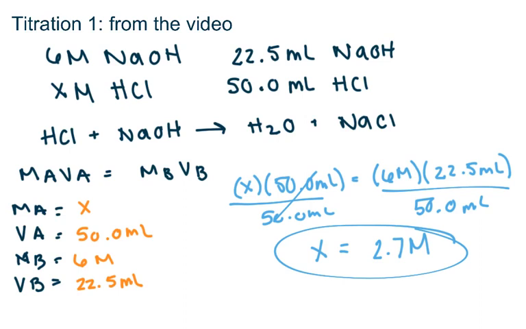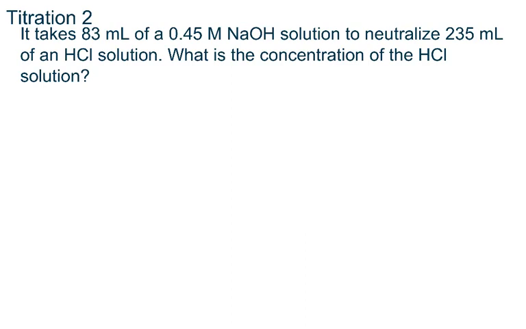So let's take a look at another simple titration problem before I talk about something that could be a little bit more complicated. So titration number 2. Let's look at this as a word problem. It takes 83 milliliters of a 0.45 molar sodium hydroxide solution to neutralize 235 milliliters of an HCl solution. What is the concentration of HCl? First thing I'm going to do before anything else is write out the reaction. So we have HCl plus NaOH. We just saw this one, so we're going to get water and sodium chloride as our products.